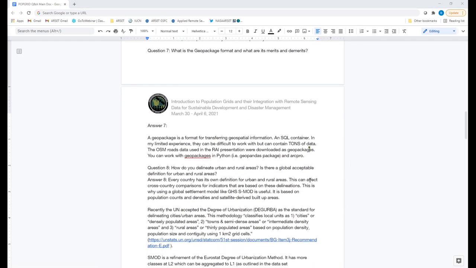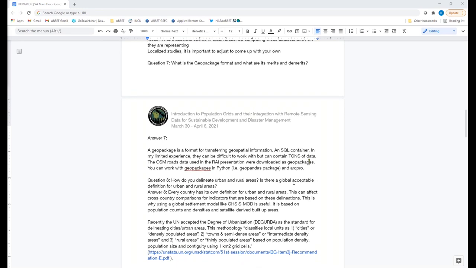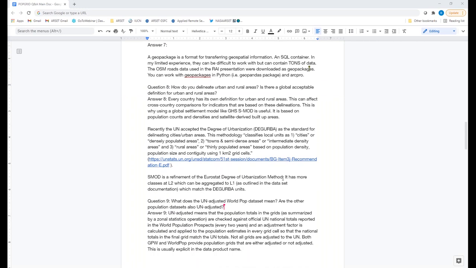Question 8, how do you delineate urban and rural areas? Is there a global acceptable definition for urban and rural areas? So I can field this one. James and I both contributed to this response, but there isn't currently a standard that is adhered to by all countries, although there is a proposed and accepted by the UN standard for degree of urbanization, and the description is there in the response.